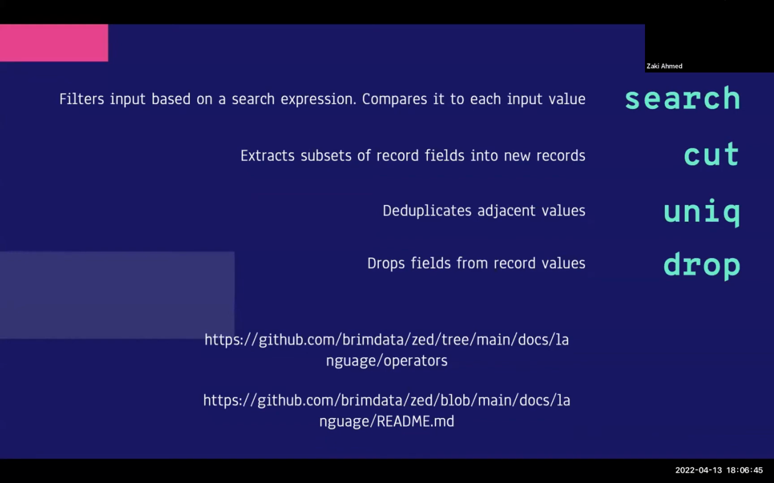The cut operator will extract subsets of record fields into new records. The unique one will deduplicate adjacent values. So another cool thing about Brim is it's paired with Zeek and Suricata. When you're looking at all those alerts and you don't want to see a flood of the same alert over and over again, you can just use unique and get a good overview of what's going on. And then drop will just drop fields from record values.